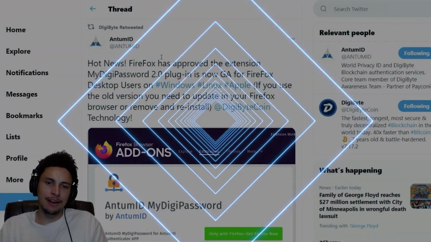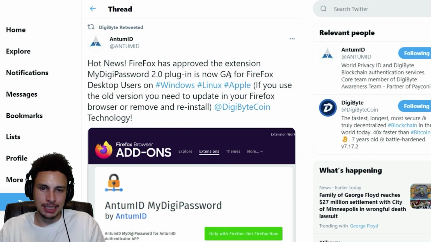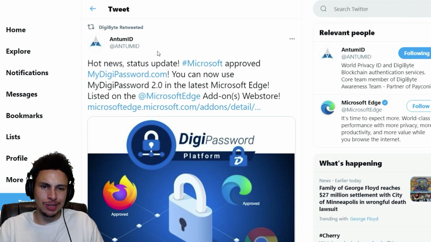But Dub Digital, I don't even use Brave or Google Chrome. For all you Firefox hipsters out there, check it out. Firefox has approved the extension. MyDigiPassword 2.0 plugin is now on GA for Firefox desktop for Windows, Linux, and Apple. Boom. I'm coming with that fire today, y'all. Microsoft approved mydigipassword.com. You can now use MyDigiPassword 2.0 in the latest Microsoft Edge.